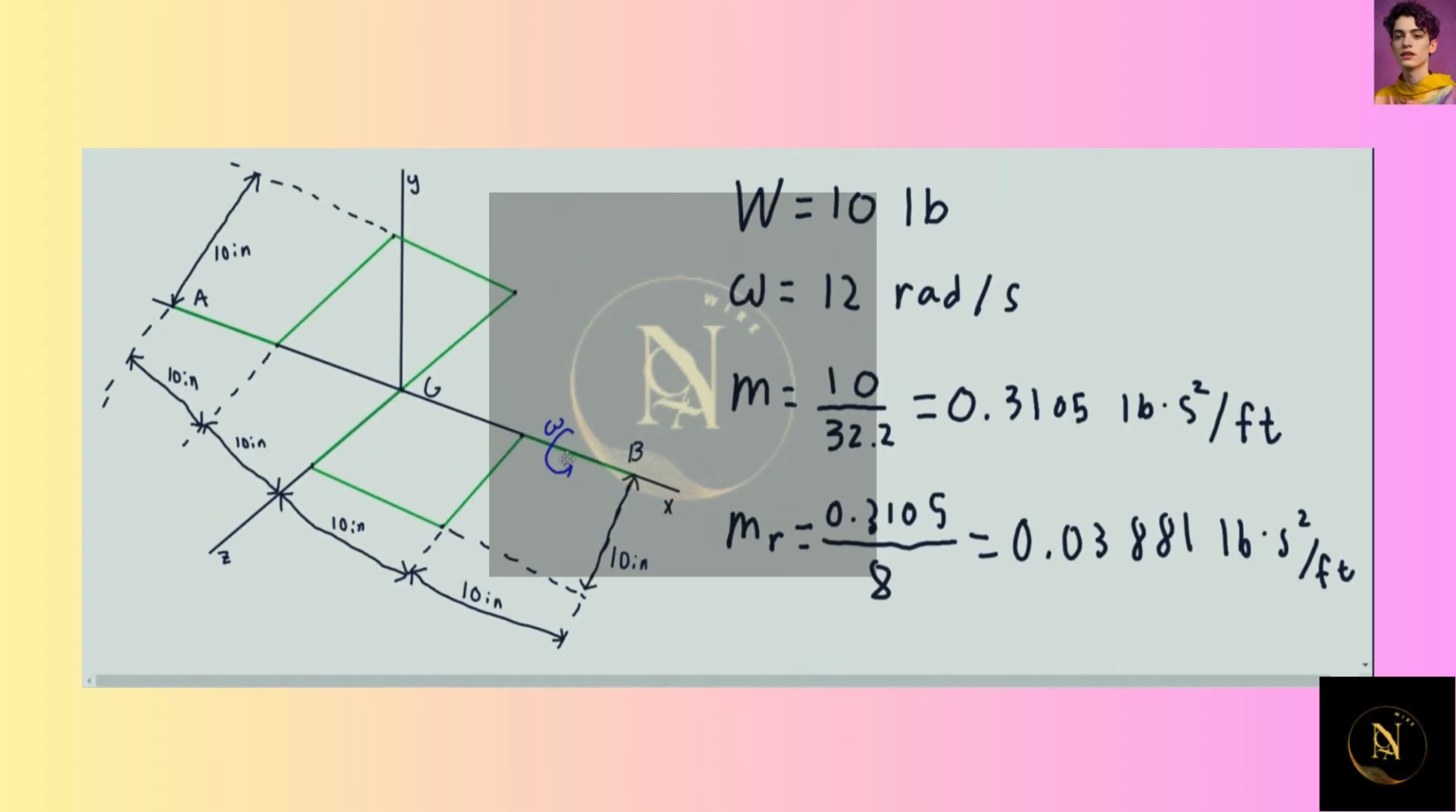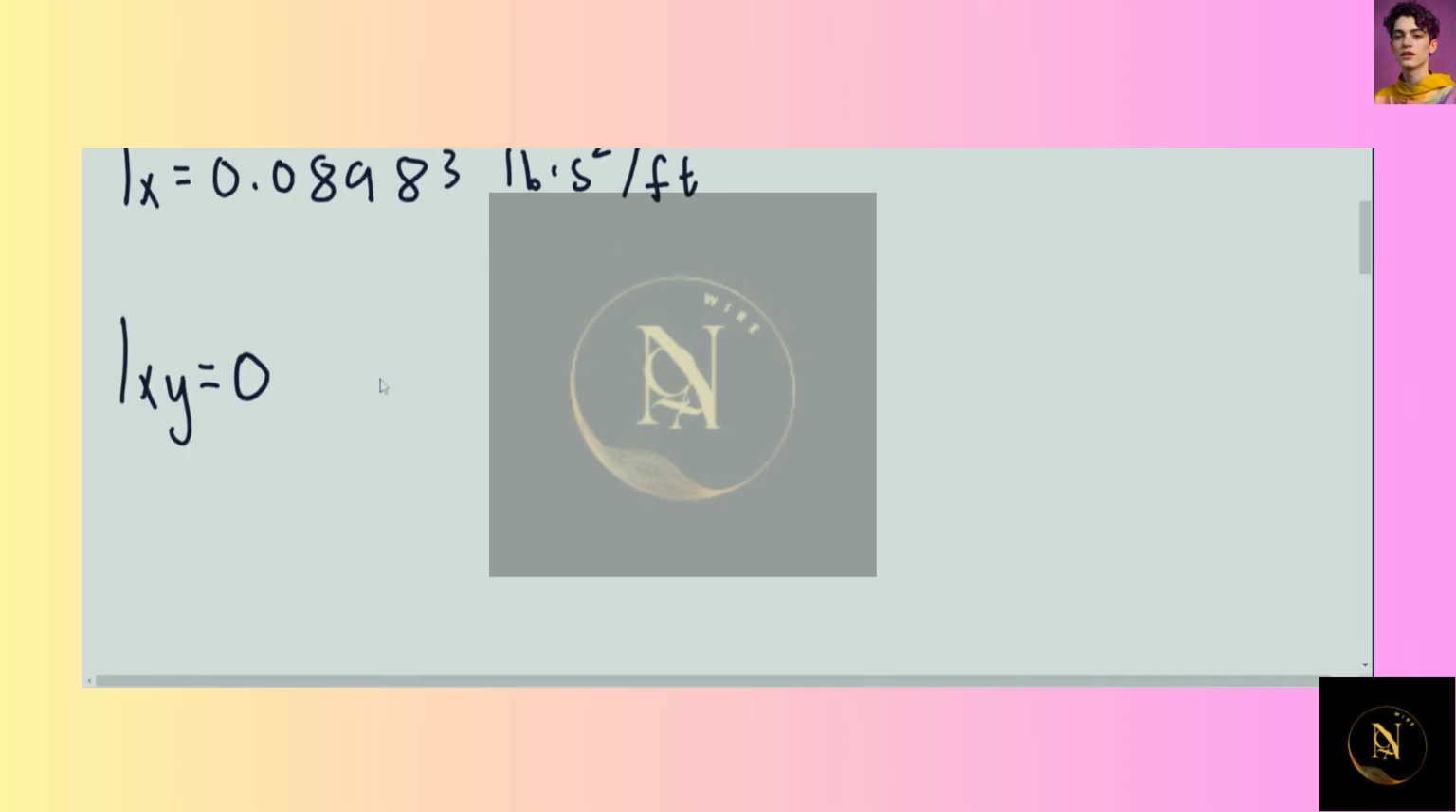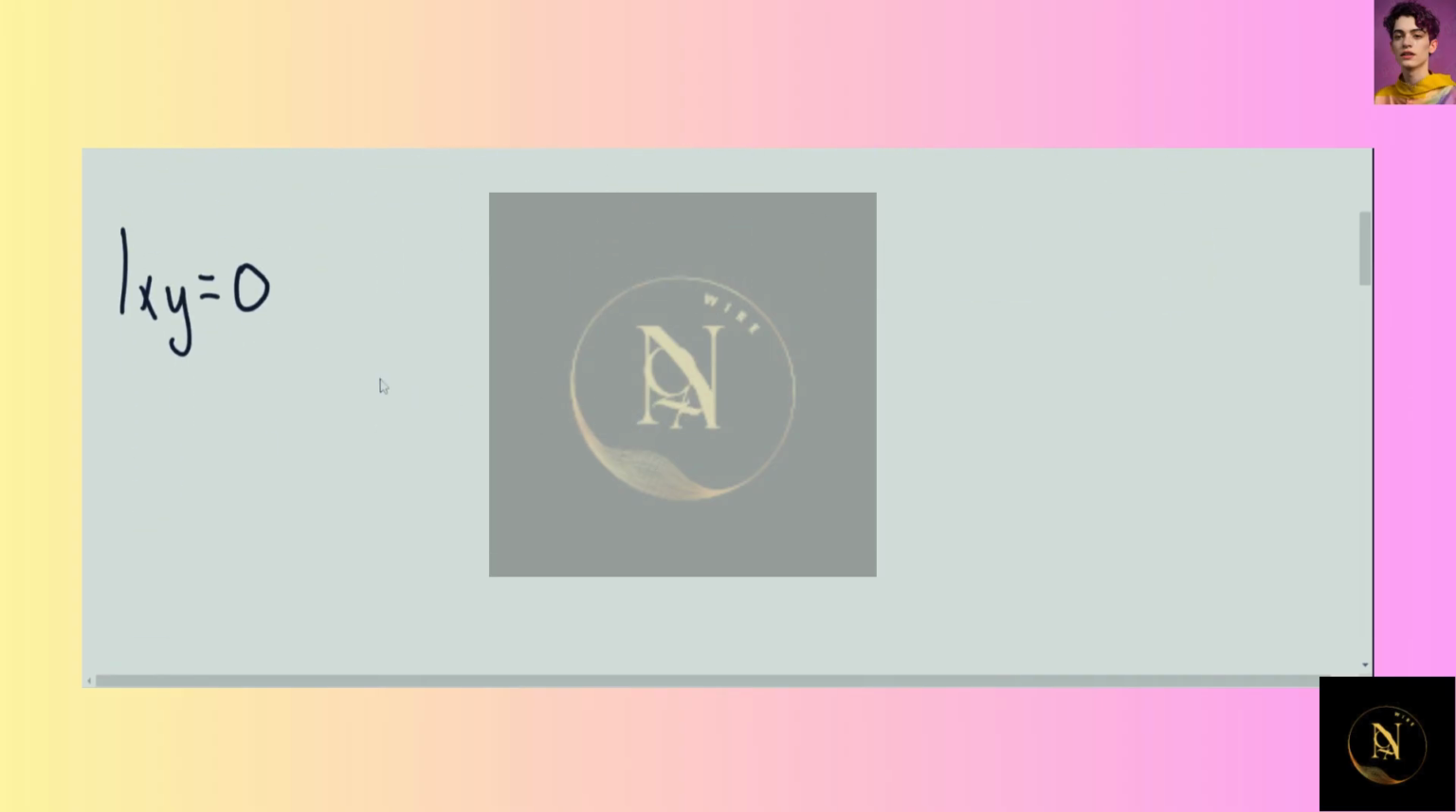And the moment of inertia about the xy direction is going to be equal to 0, since if we look at the free body diagram of the system, notice that in the xy plane, we don't have any rods lying about that plane. All the rods only lie in the xz plane. So that moment of inertia is going to be equal to 0.